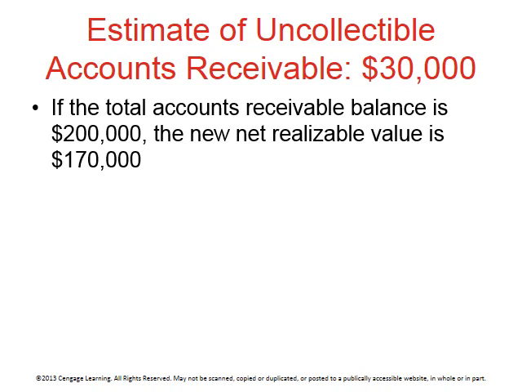So here's an example. This company estimated their uncollectible accounts receivable to be $30,000. So out of their total of $200,000 of accounts receivable, $30,000 they estimate to be uncollectible. So their net realizable value is $170,000.